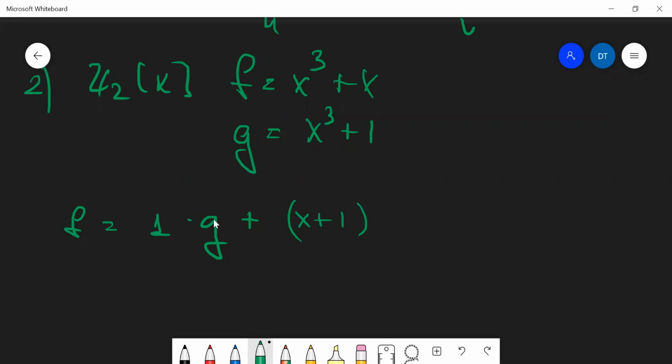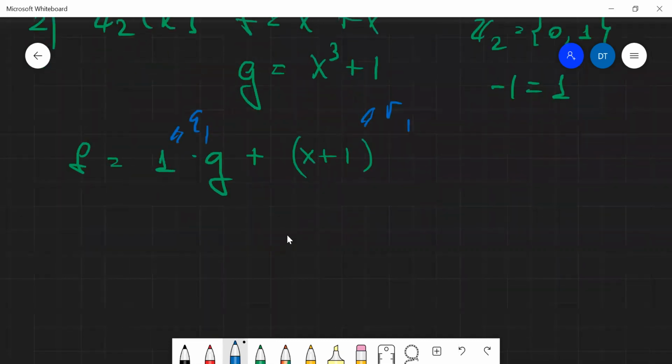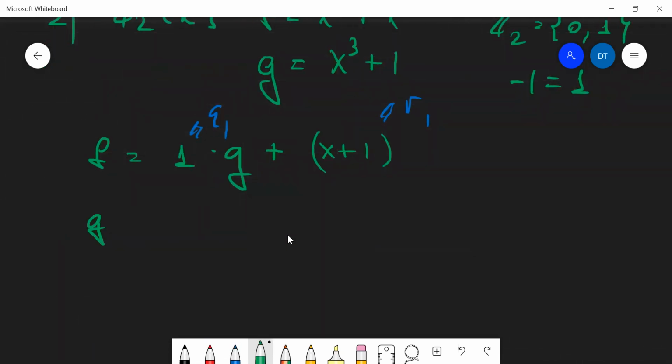Yeah. There is no difference between minus 1 and plus 1. It's because it's Z2. It consists of 0 and 1, and minus 1 equals 1 in this case. Okay, so this is your Q1, this is your R1. Now you want to divide g by R1. What do we have here?